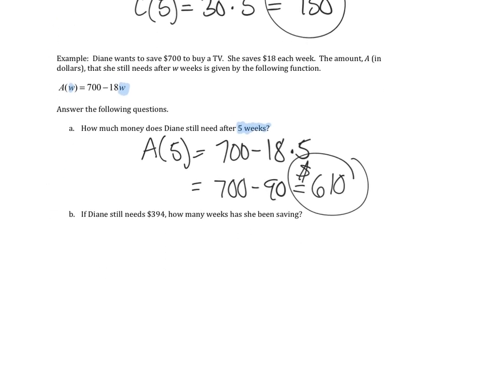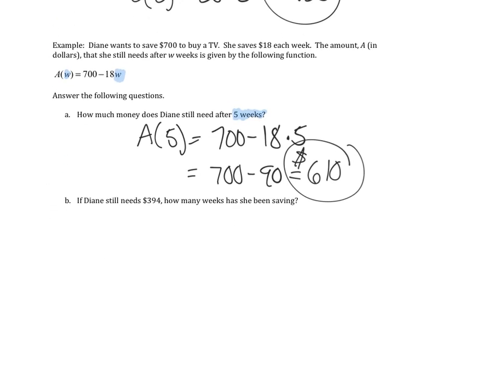And the next question asks, if Diane still needs 394, how many weeks has she been saving? So notice that they switched it around now, and now what they gave you is the amount of money that she still needs. So the A in our equation, and then we have to find the W, or the weeks in our equation. So what we're going to do here when we set it up is we're going to say 394 is equal to 700 minus 18W, and we're going to solve for W.